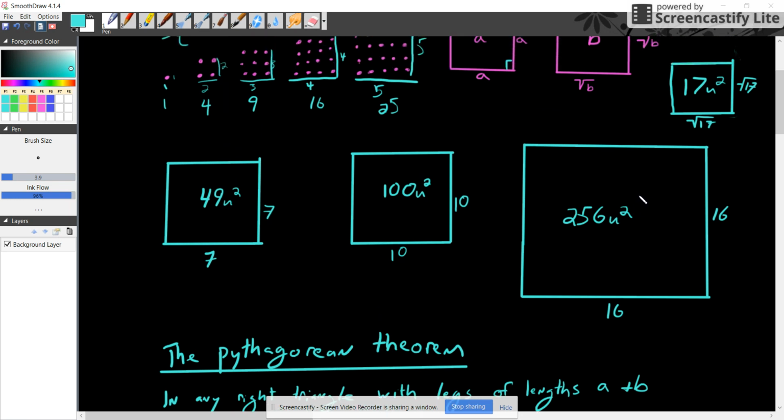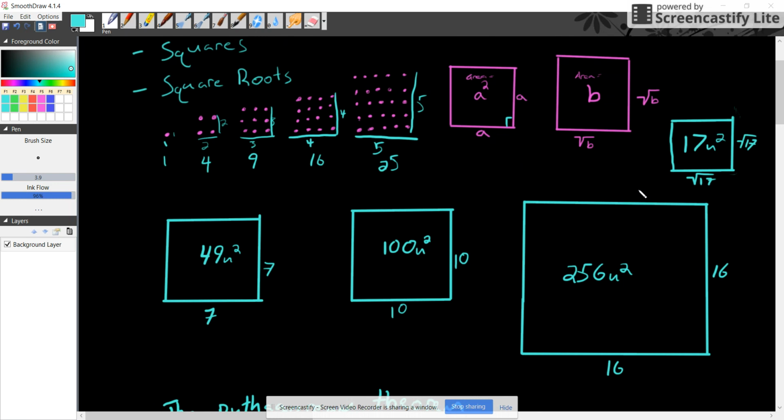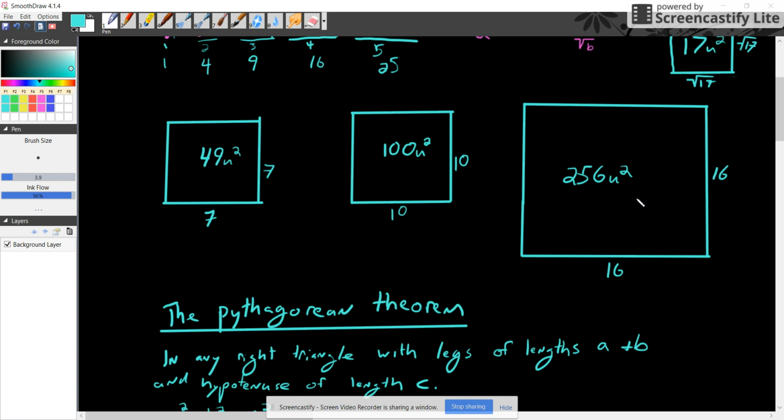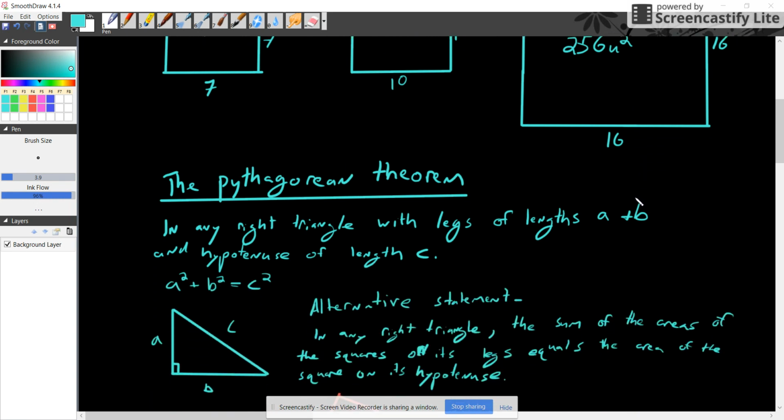Okay, let's get to explaining how all these squares relate to triangles. We relate squares and triangles through this thing called the Pythagorean theorem. We'll lay it out in words and then we'll explain it. In any right triangle with legs of length A and B and a hypotenuse of length C, A squared plus B squared is equal to C squared. We can see that here. We've got A, B, and C. If I square each of these, A squared plus B squared is equal to C squared.